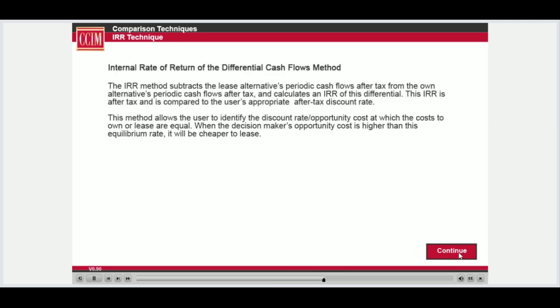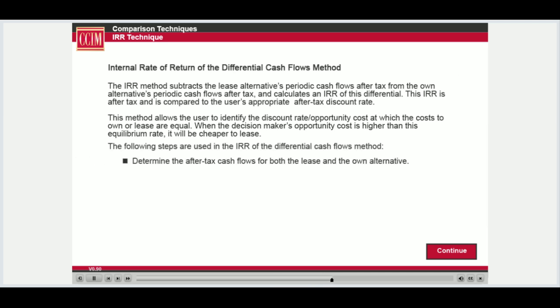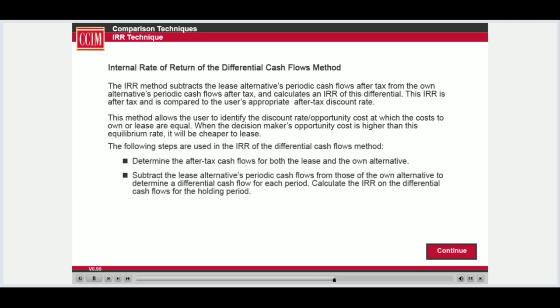The IRR of the differential method involves subtracting the cash flows after tax of the lease alternative from the purchase alternative and finding the IRR of the resulting differential T-bar. The resulting internal rate of return tells us the discount rate at which the two alternatives are equal. It also represents the yield on the investment the user makes when they choose to own rather than lease.